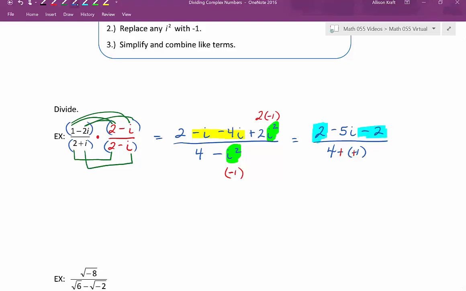2 minus 2, well, those are just going to fall out, and we're left with just negative 5i in the numerator. And in the denominator, we get 5. We want to look to see if we can simplify the fraction overall. Since we have just one term in the numerator and the denominator, we can cancel out these 5s, and we're left with a final answer of negative i.